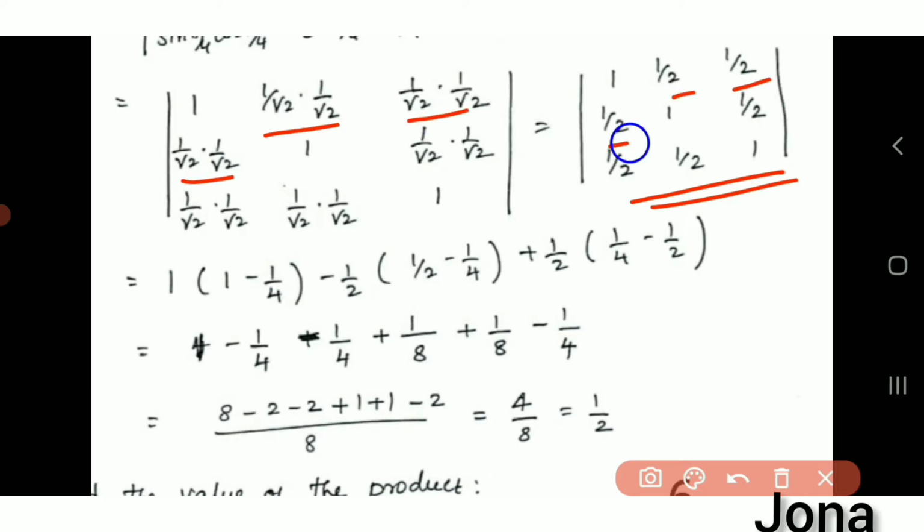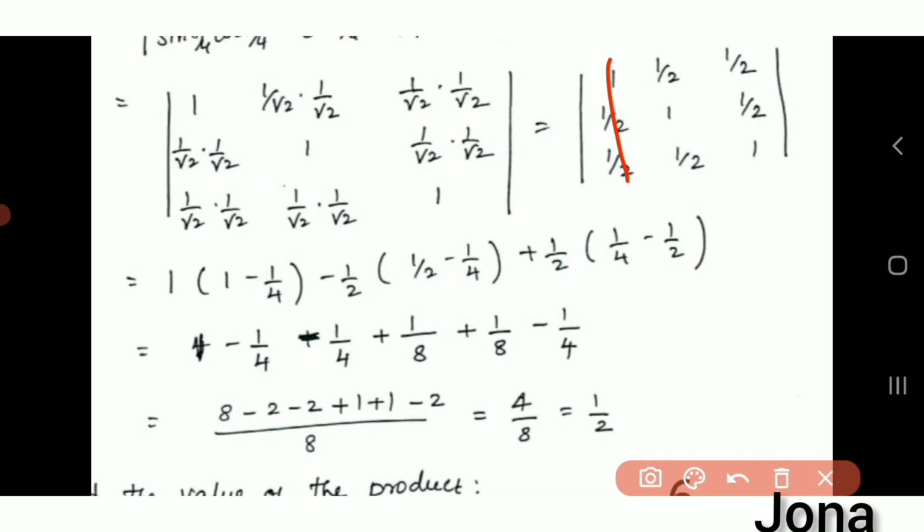1 by 2 here, 1 here, and then here even 1 by 2. Here 1 by 2, here also 1 by 2 we got, and here the value is 1. This is the simplest form of the given determinant. And then we want to find the determinant value now.